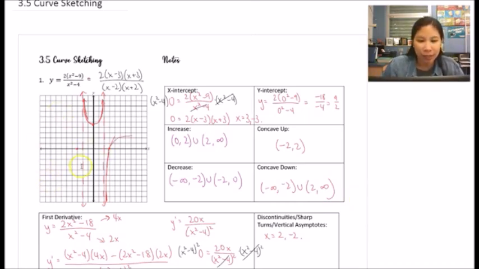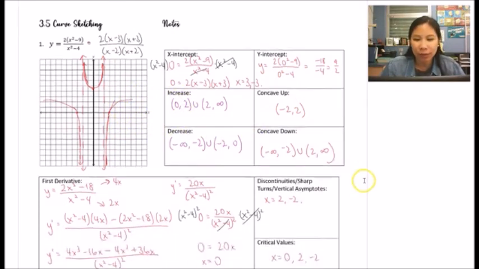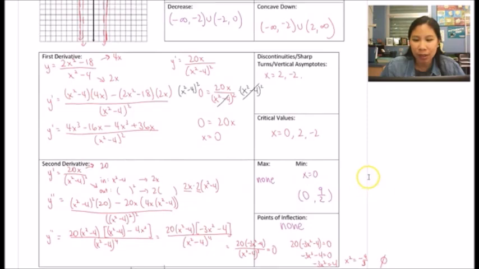And then on the left side, we know it's supposed to be decreasing from negative infinity to negative 2 and concave down. So it's got to make a similar shape, because going from left to right, it's decreasing and concave down, so that curve has to go downwards like that. Okay.